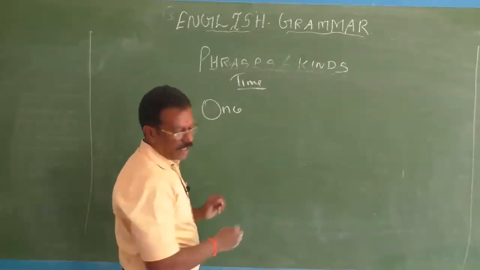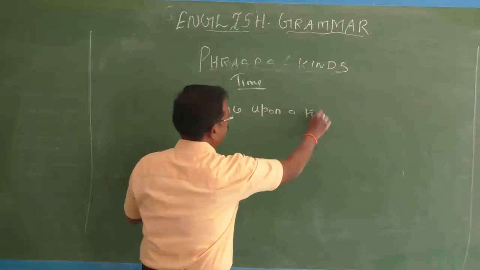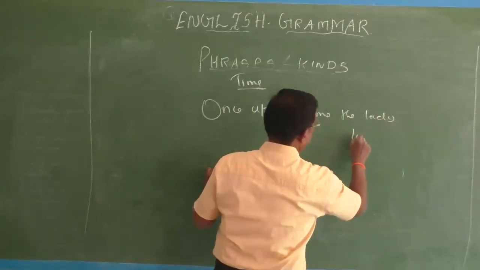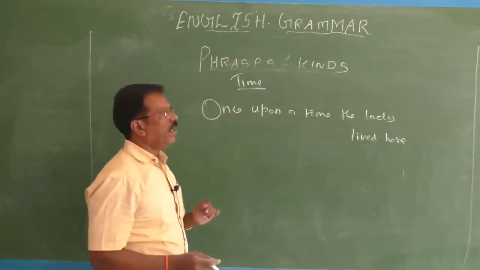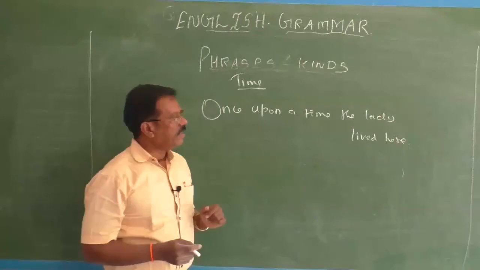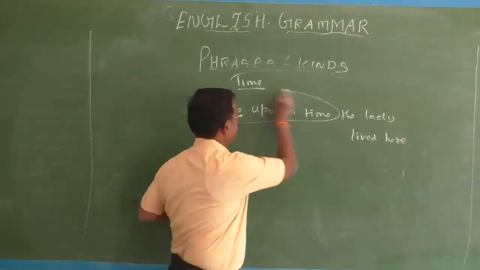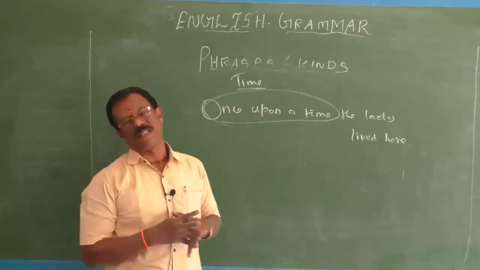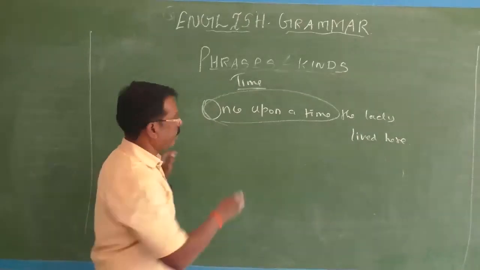Once upon a time, the lady lived here. If you ask the question, when did the lady live here? Once upon a time. So it gives an answer for the question when. Therefore, this group of words is called an adverb phrase that refers to time. I got up in the morning.